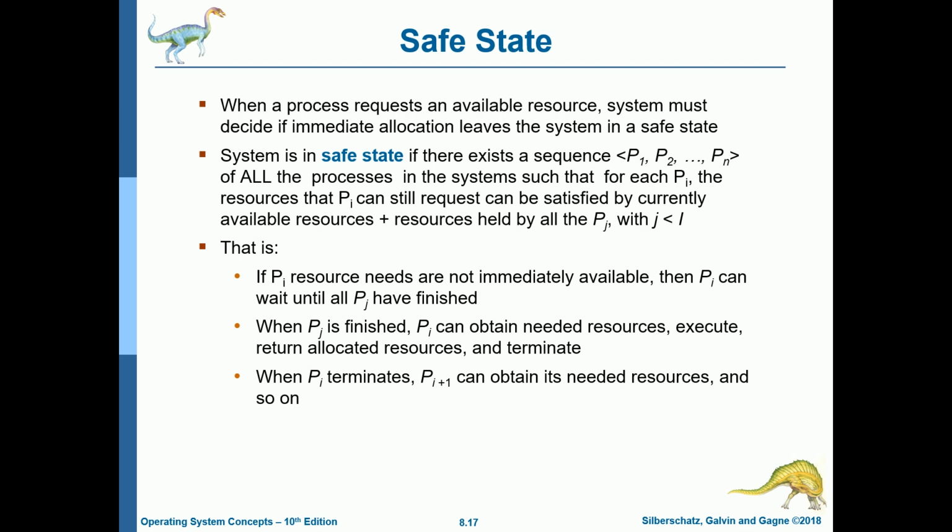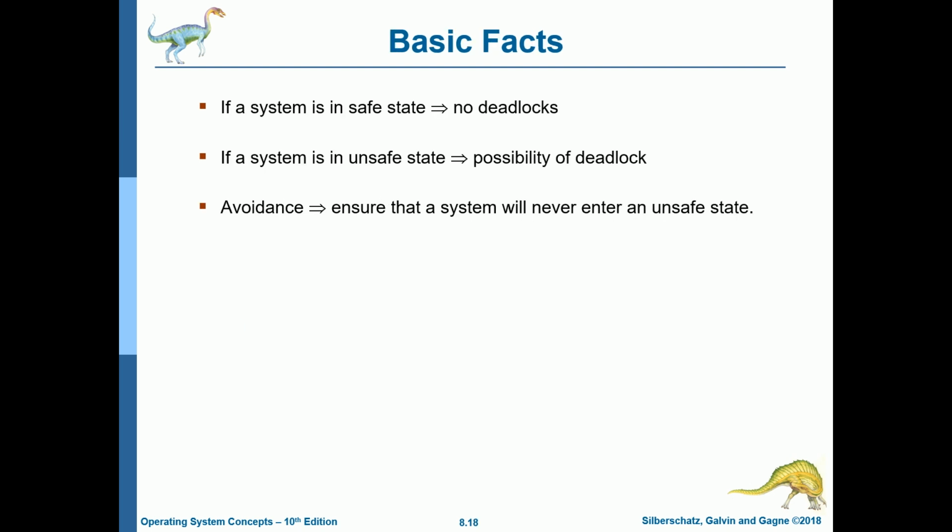Now, if no such sequence exists, then the system is in an unsafe state. A safe state is not a deadlocked state, and conversely, a deadlocked state is an unsafe state. Not all unsafe states are deadlocks. However, an unsafe state may lead to a deadlock. As long as the state is safe, the operating system can avoid unsafe and deadlocked states. In an unsafe state, the operating system cannot prevent threads from requesting resources in such a way that a deadlock occurs. The behavior of the threads controls unsafe states.